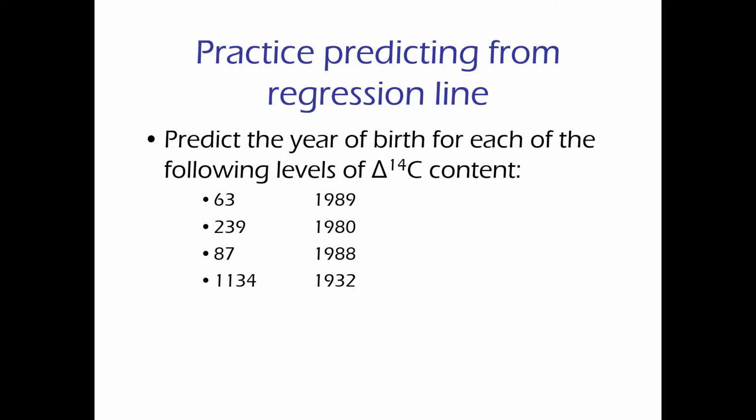So here are the results. For dental carbon-14 content of 16, the predicted year of birth is 1989. For 239, its calculated value of y is 1980. For carbon-14 of 87, we got the year 1988. And finally, for the content of 1134, the predicted birth year is 1932.